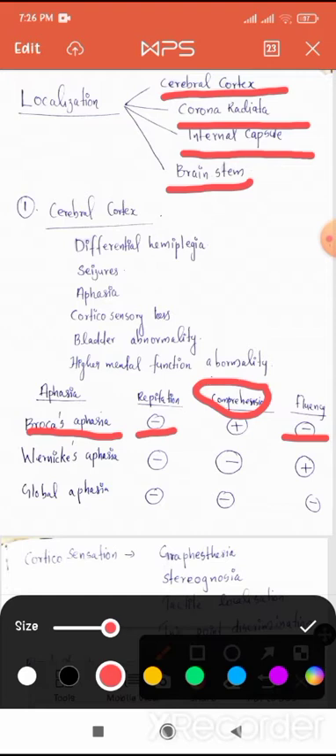So Broca's aphasia is also called motor aphasia. Here comprehension has no problem. He is understanding what we are telling, but he is not able to repeat it. He is not able to speak due to some motor problem. So his fluency is lost, and his repetition is lost.